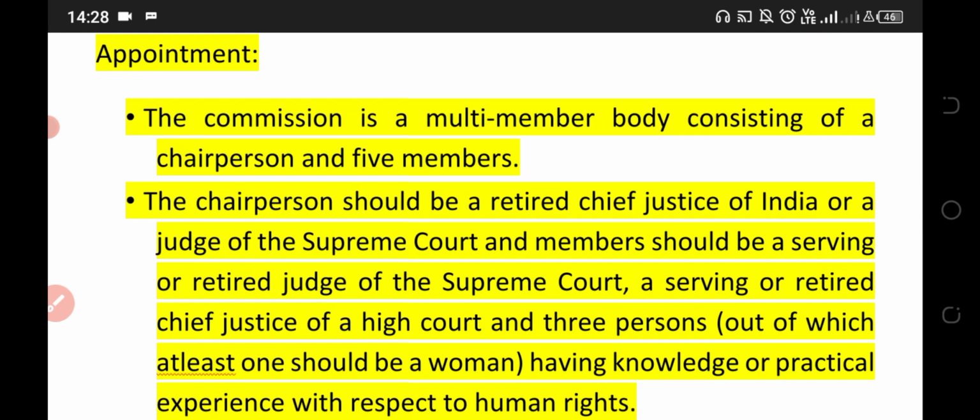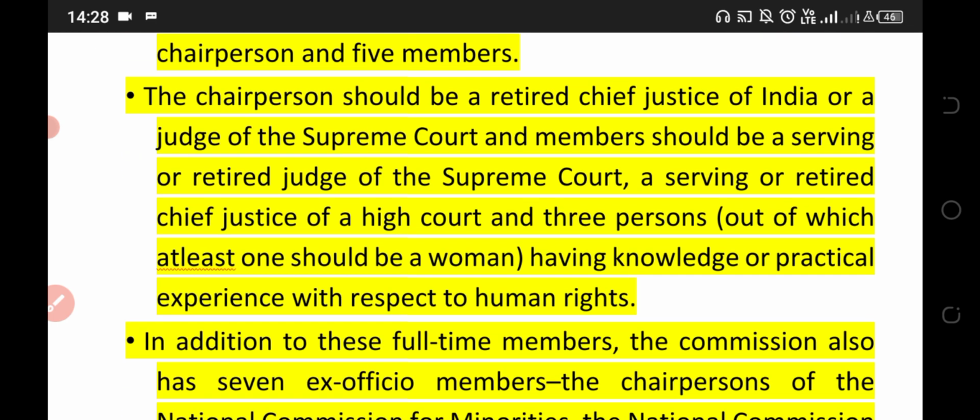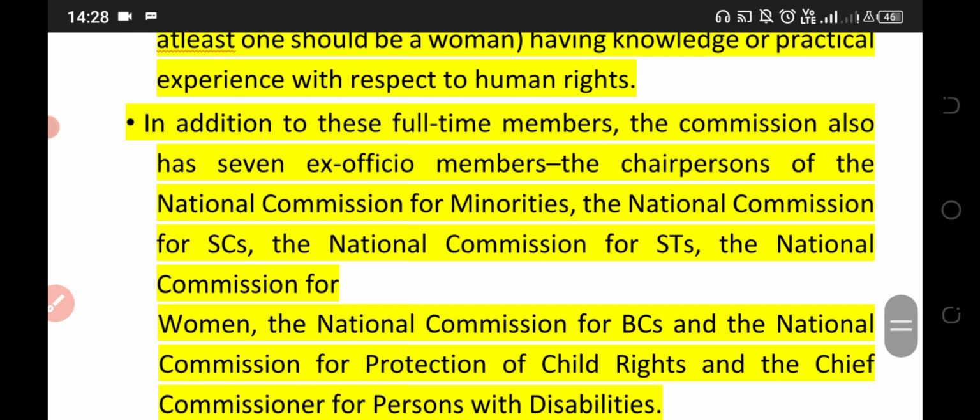Appointment. The Commission is a multi-member body consisting of a chairperson and five members. The chairperson should be a retired Chief Justice of India or a judge of the Supreme Court, and members should be a serving or retired judge of the Supreme Court, a serving or retired Chief Justice of High Court, and three persons, out of which at least one should be a woman, having knowledge or practical experience with respect to human rights.